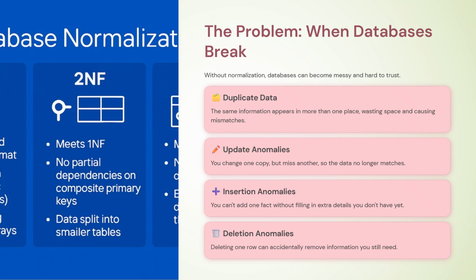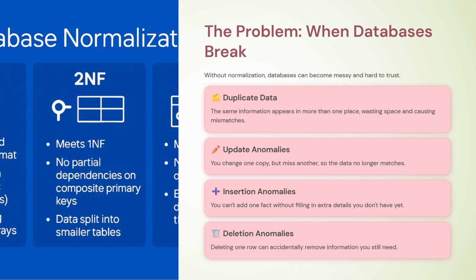The second problem associated with databases without normalization is update anomaly. Suppose Rahul changes his department. If Rahul appears in 5 records, all 5 must be updated. If one record remains unchanged, the database becomes inconsistent.